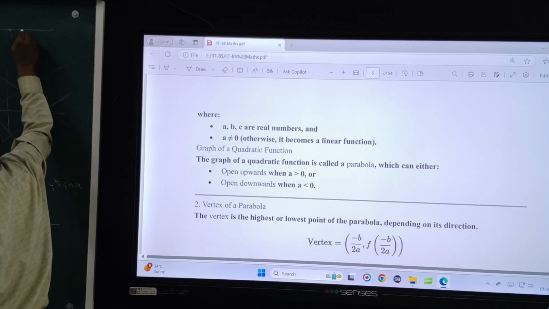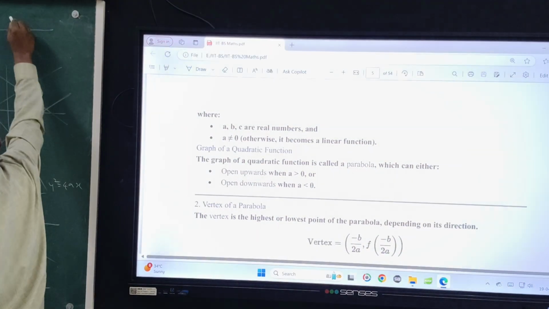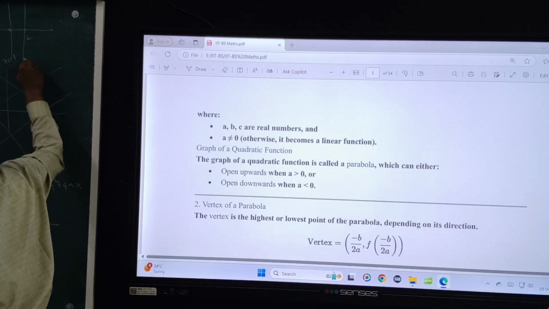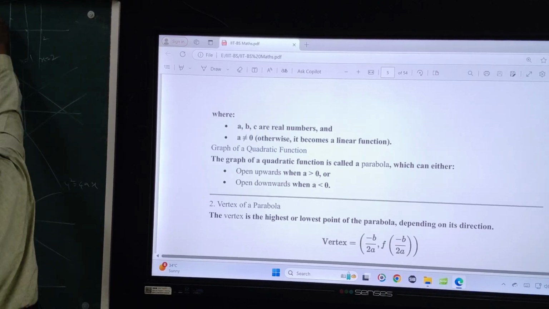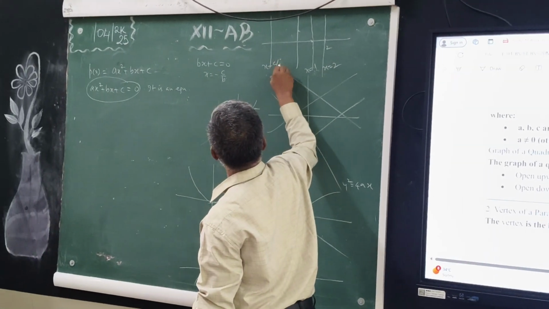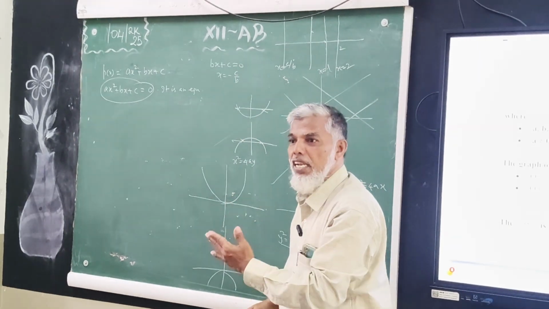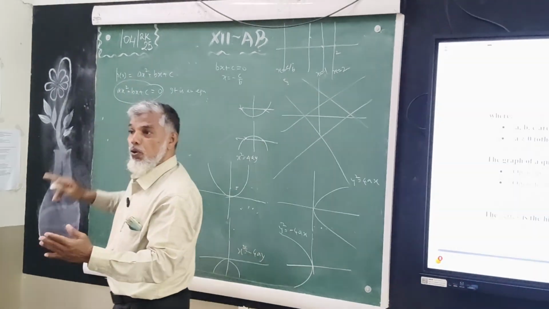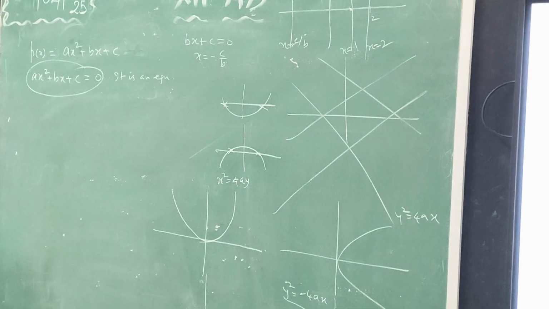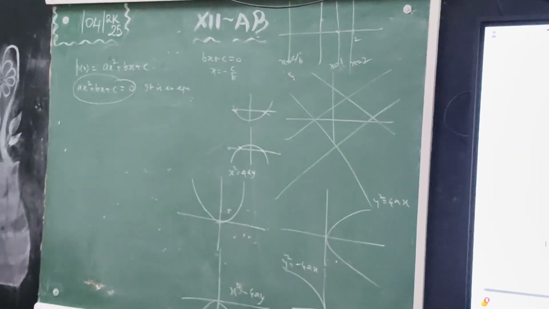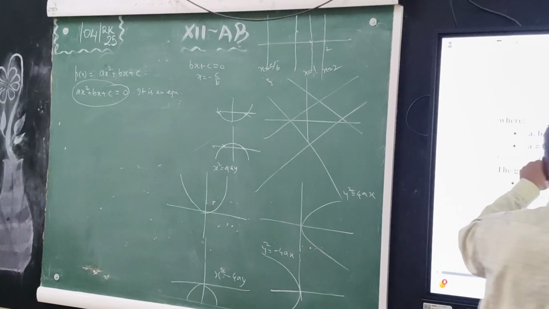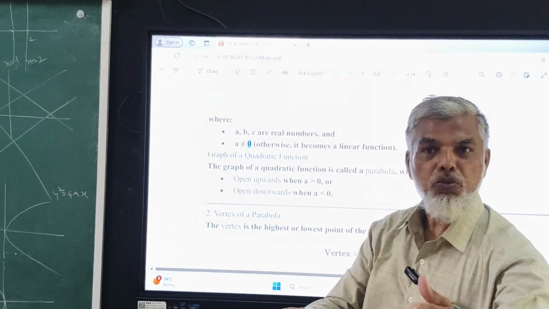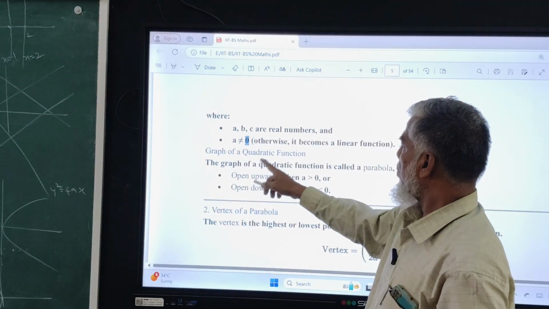Suppose x is equal to 1, or x is equal to 2. So this is x is equal to minus c by b. That is a vertical line, parallel to the y-axis. Therefore, when a equal to 0, it represents a straight line which is parallel to the y-axis. That's why a must not equal 0, otherwise it becomes a linear function. Linear function means what? Straight line.